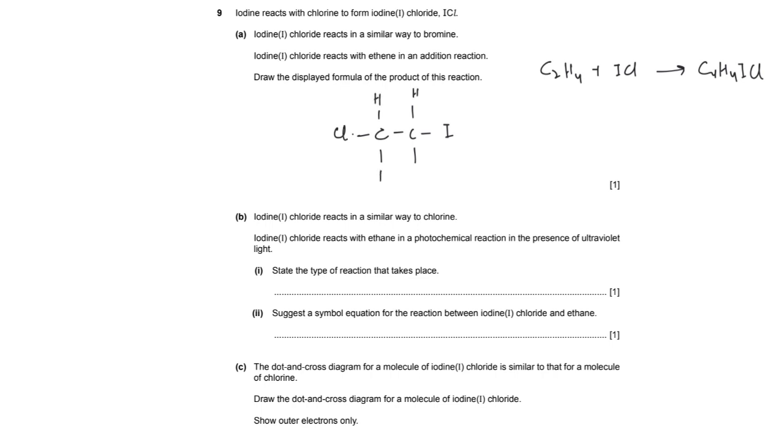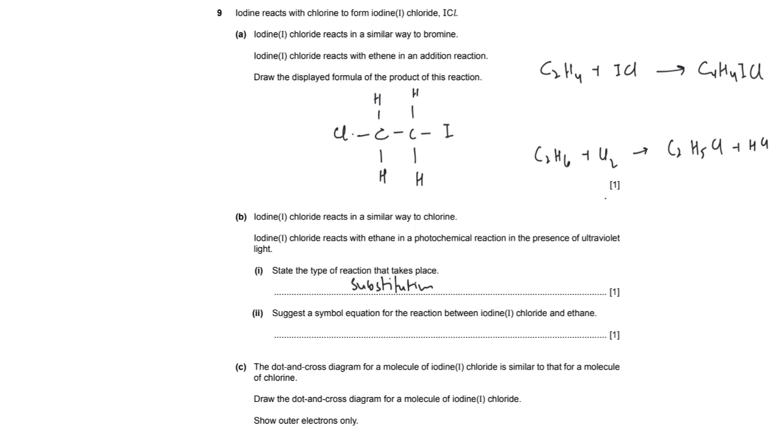Now iodine chloride reacts in a similar way to chlorine. Iodine chloride reacts with ethane in a photochemical reaction in the presence of UV light. So it's a substitution reaction. Now what used to happen? Ethane reacts with, for example, chlorine. Hydrogen was replaced by chlorine and HCl was formed. So he's asking you firstly to state the type of reaction, that is substitution, and then to write a simple equation for the reaction between iodine chloride and ethane.